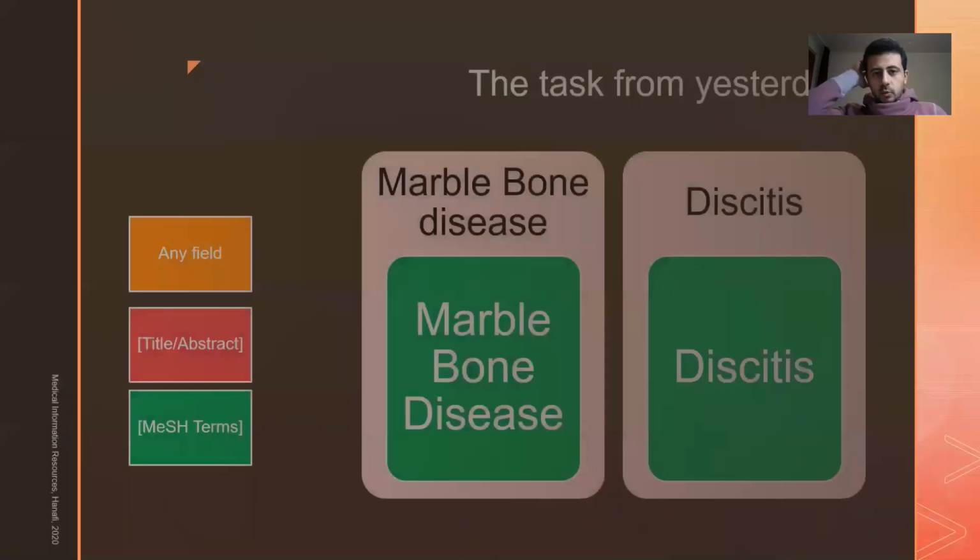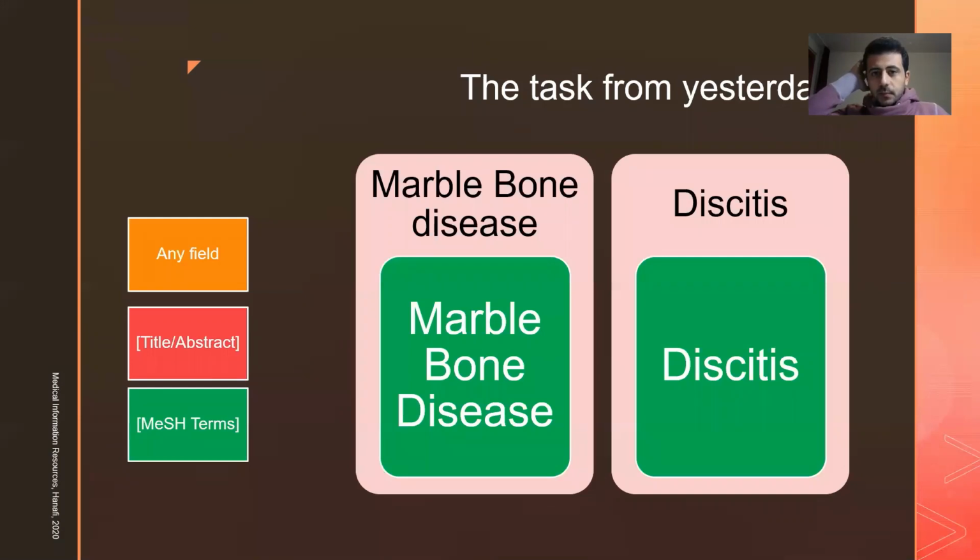So now let's try to work on the example of yesterday. If you remember, we had marble bone disease and discitis. Okay, so we have two terms, we have two columns. Discitis is a term, marble bone disease is also a term. Here on the left, you can see I can search in different fields, but the most common ones are MeSH terms, title or abstract, or any place in the manuscript.